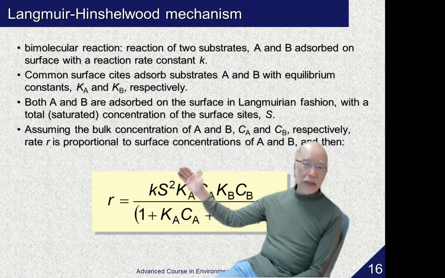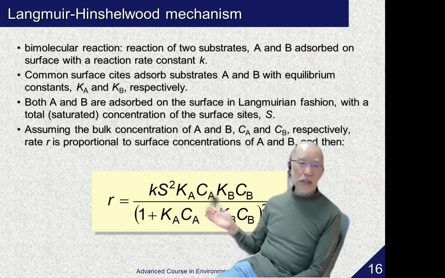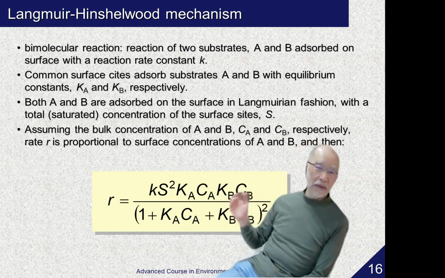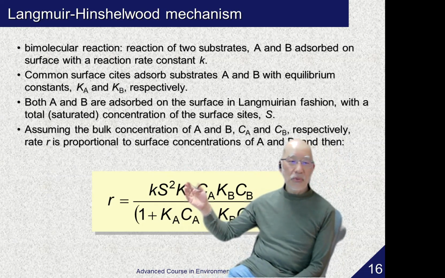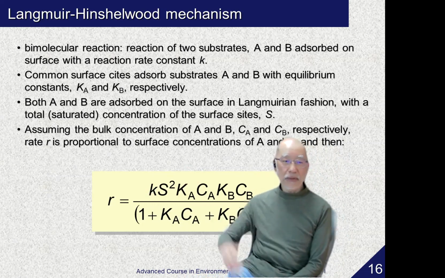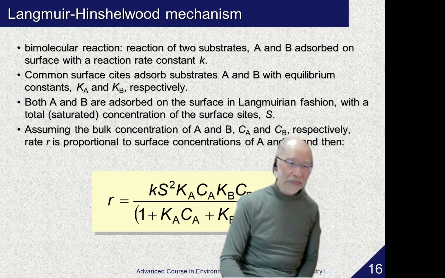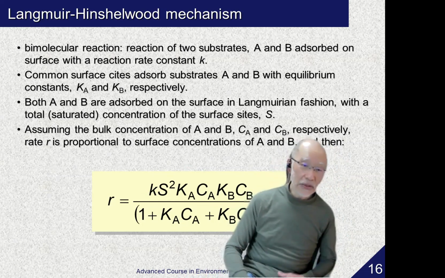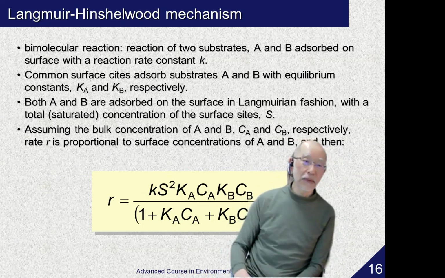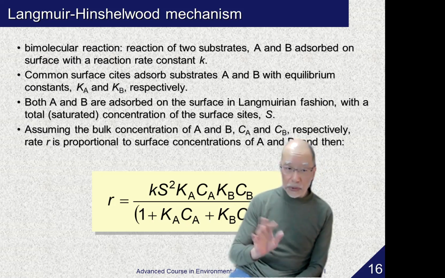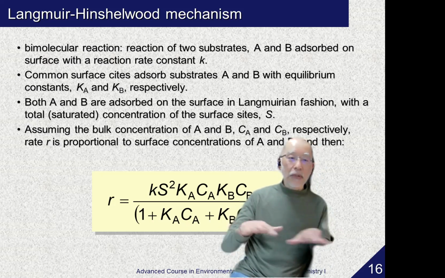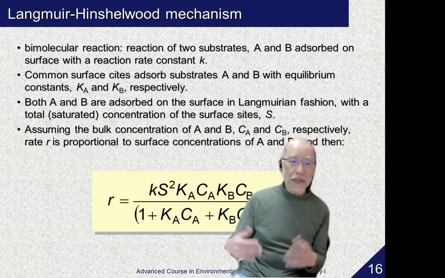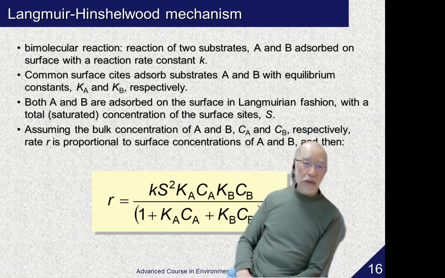And the top part is K_A C_A K_B C_B and S square and constant. So this is the relation of reaction rate in catalysis, not photocatalysis, the bimolecular reaction. And why is such a Langmuir-Hinshelwood mechanism proposed?